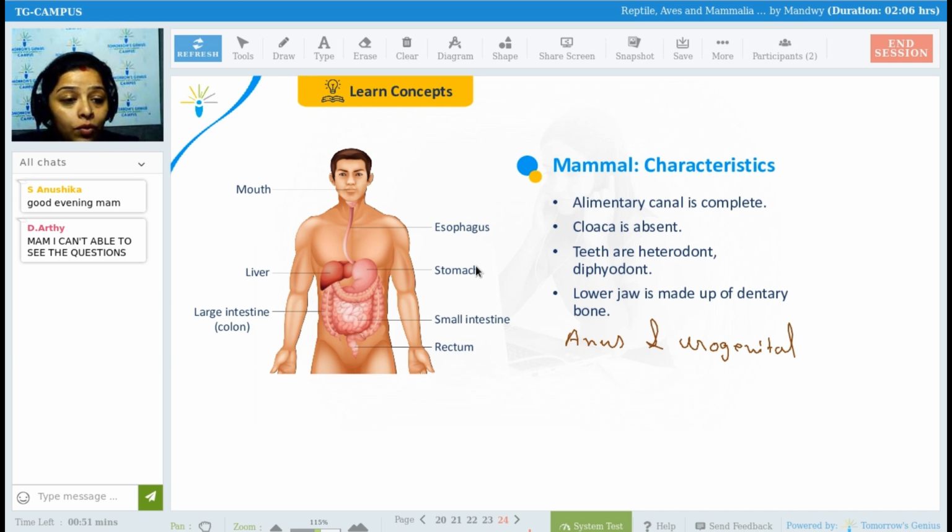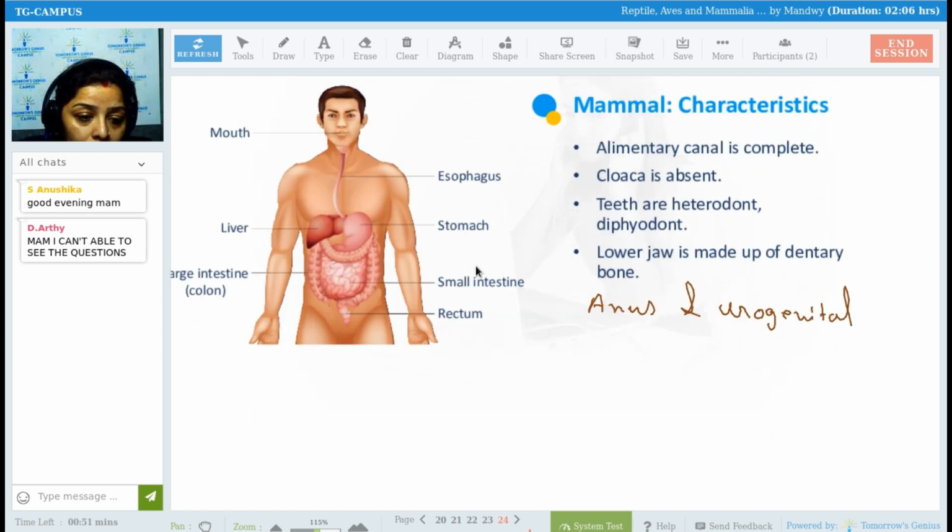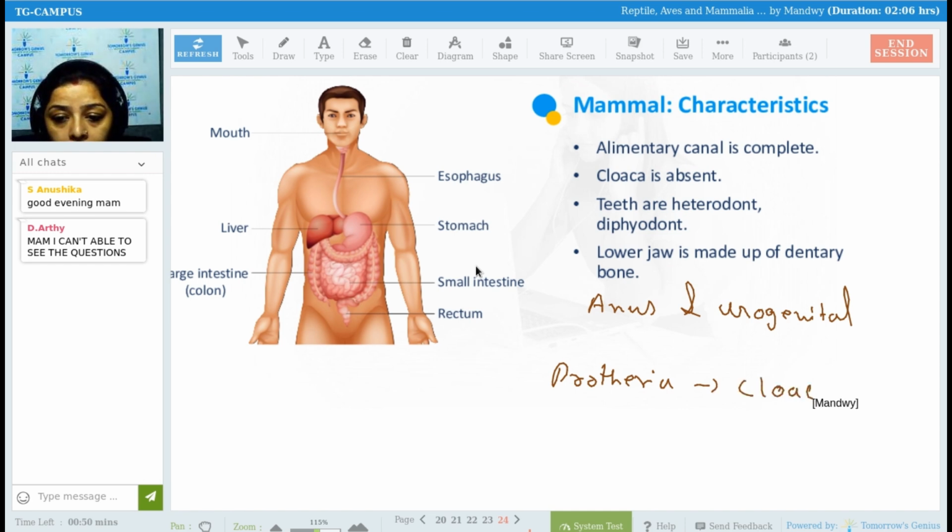Only one member of the Mammalia has a cloaca, that is Prototheria. The members of this order have a cloaca. The exception is Prototheria.